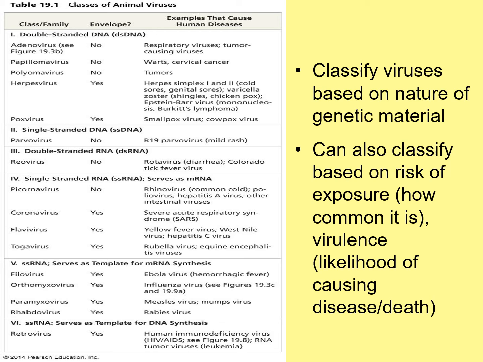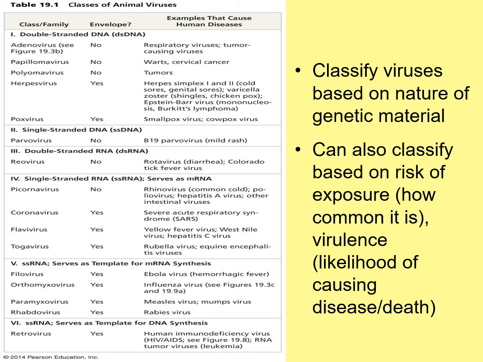We also can categorize viruses based on how likely they are to cause disease or death, their level of virulence. And of course, we can also categorize them based on how common they are, how likely you are to be exposed to them. Some viruses are very, very rare. Your chance of being exposed is very, very low. And then some, of course, are much more common. So again, just giving you an idea. You have a range.